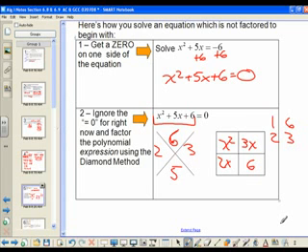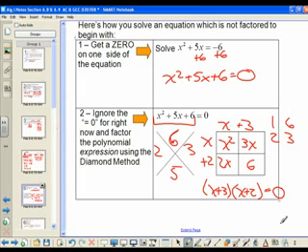So we factor out here, I can factor out a 3, a positive 3. Here I can factor out an x. On this side I can factor out an x. And here I can factor out a positive 2, which is going to give me x plus 3 times x plus 2. Like that. And because it is an equation, it is going to equal 0.